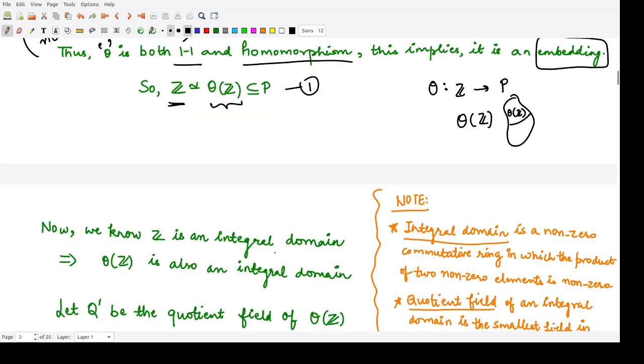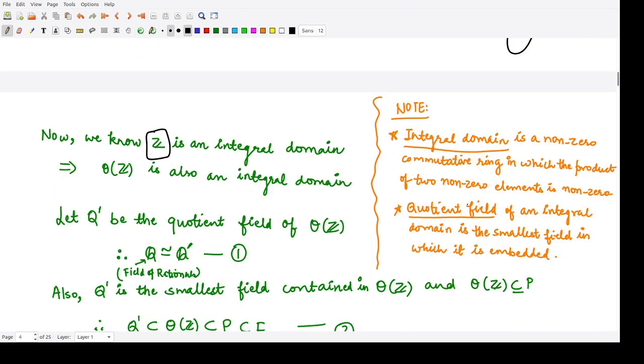Next, we know that the set of integers is an integral domain. So first of all, recall what an integral domain is. An integral domain is a commutative ring in which the product of two non-zero elements is non-zero. So if you take A not equal to 0, B not equal to 0, then the product AB would also be not equal to 0. And what is a quotient field? A quotient field, that is an integral domain.